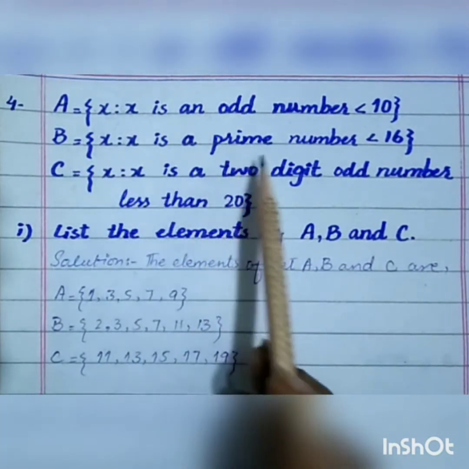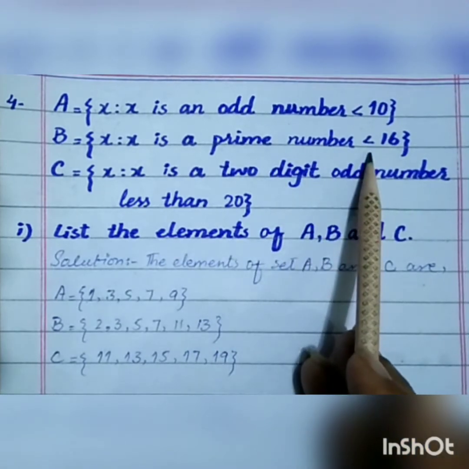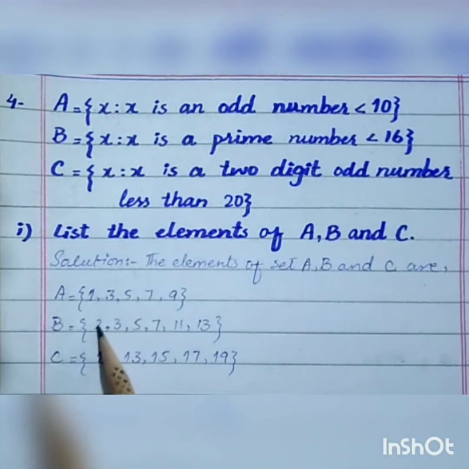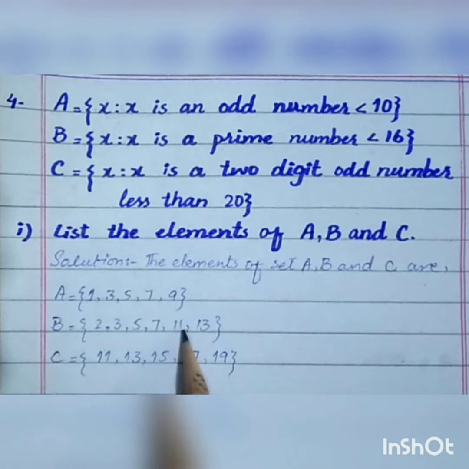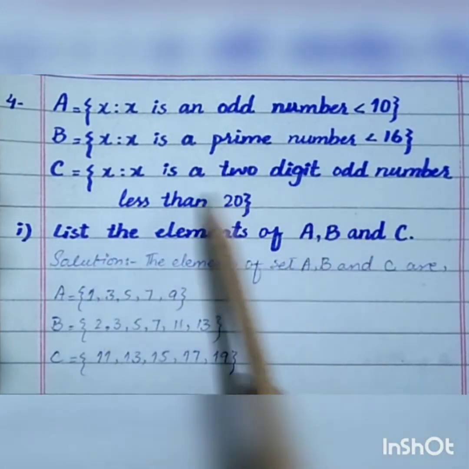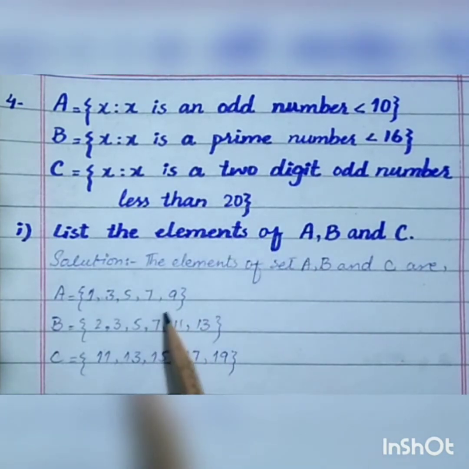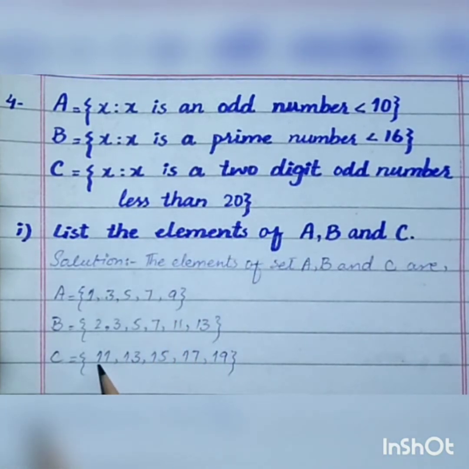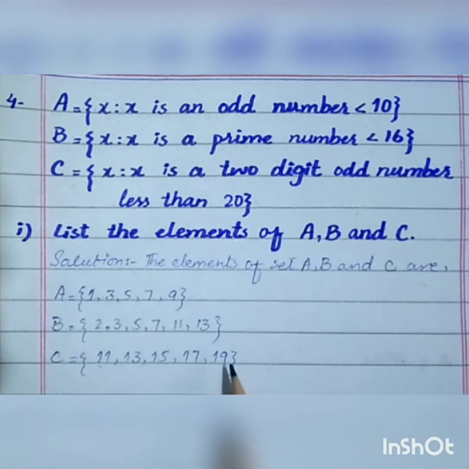Similarly, in set B, prime numbers less than 16. So the prime numbers less than 16 are 2, 3, 5, 7, 11 and 13. And in set C, 2-digit odd numbers less than 20. As we know, 2-digit numbers start from 10, so we have to write odd numbers that start from 11: 11, 13, 15, 17 and 19, which are less than 20.